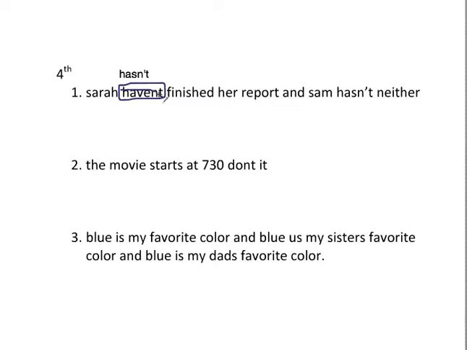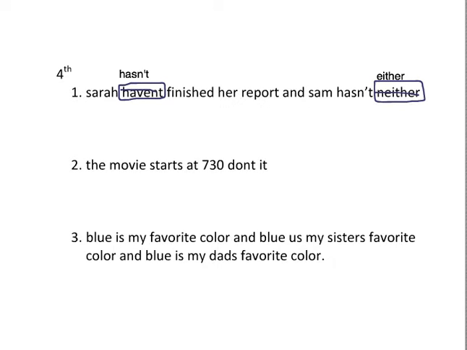Well, neither again isn't the correct form. Neither does not sound right. So instead of neither, I want to add in either, because neither means that person has not done it, but they both have not done it, and so it should be either. So Sarah has not finished her report or hasn't finished her report, and Sam hasn't either.